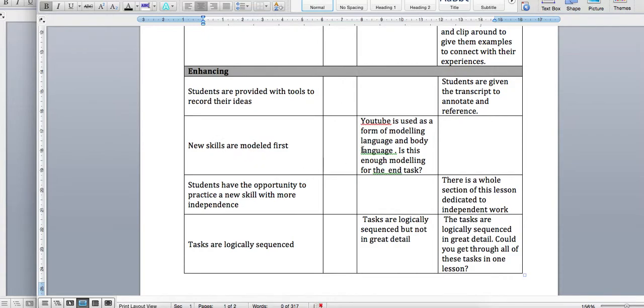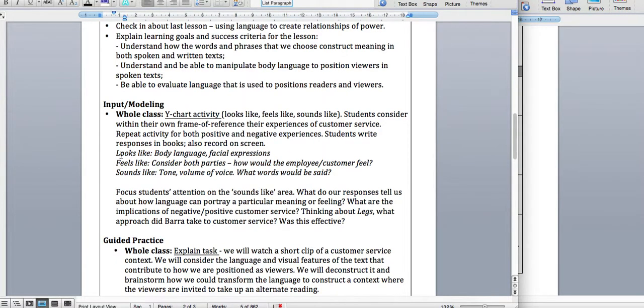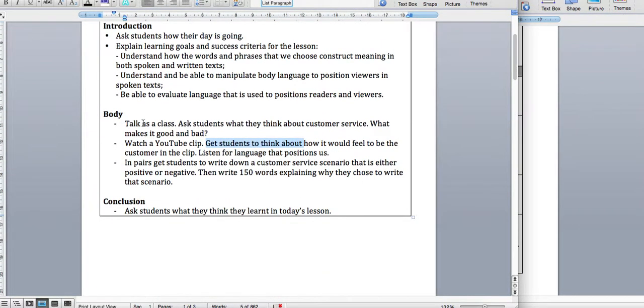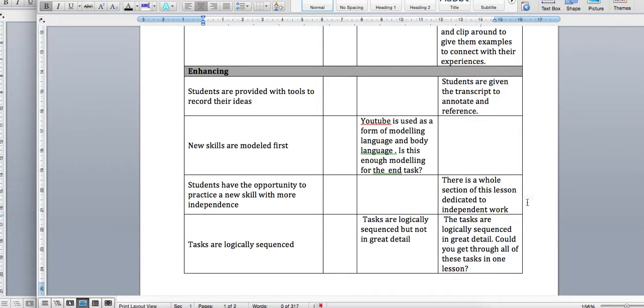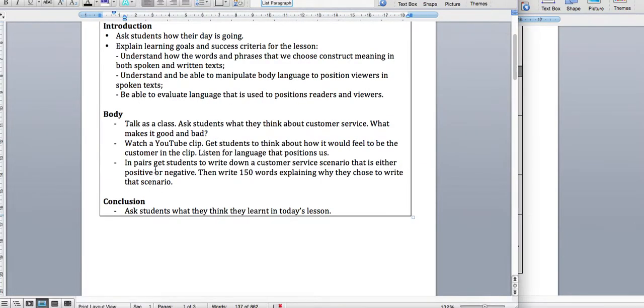New skills are modelled first. In lesson 1, YouTube is used as a form of modelling language and body language. Is this enough for the modelling for the end task? That's a fair question. So up here, students watch it, but is that enough? Is that enough to get them to write a customer service scenario? Probably not. You might want to teach them a little bit more before you send them off to do that.